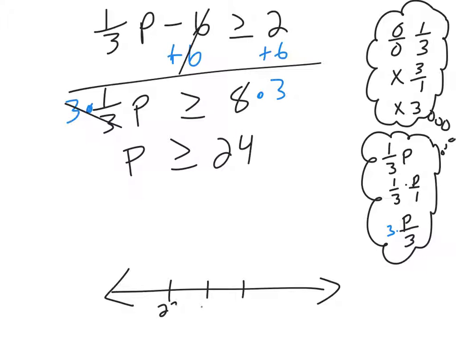So I'm going to set up 23, 24, 25. It's greater than or equal to, so it's going to be a colored-in dot at 24. And since it's greater than, you can go to the right.